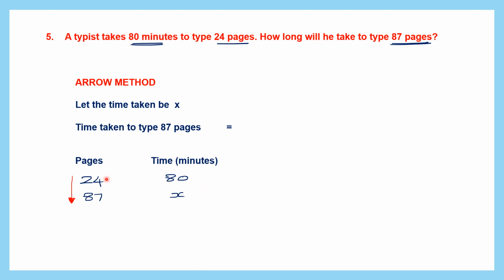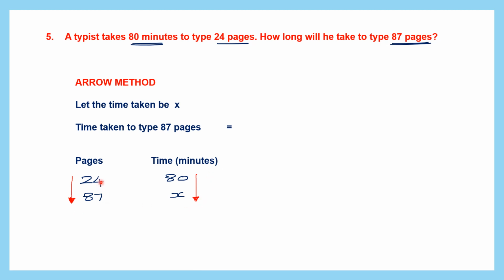Now 24 pages could be done in 80 minutes. So for 87 pages, we will need more time, isn't it? So that means here also it's going to increase. The time is going to be more. It's going to increase. So the arrow will move downwards just like this. So here also we've drawn this arrow like this. So this is direct variation because the arrows are facing the same direction.